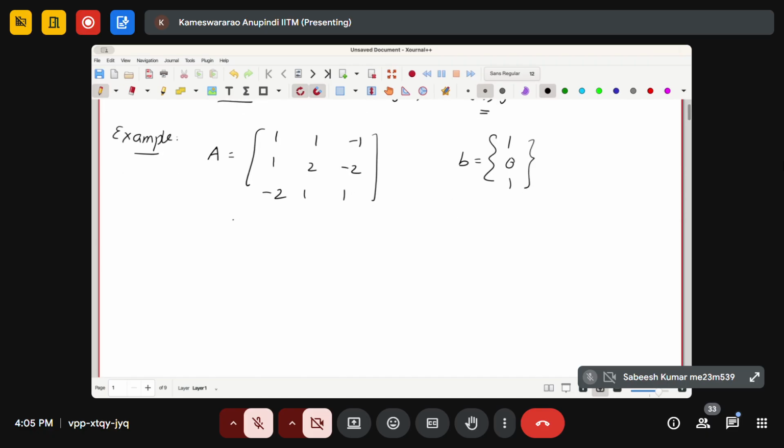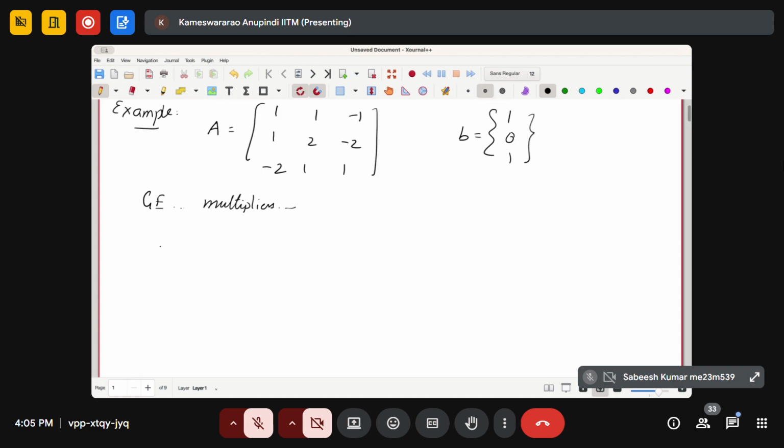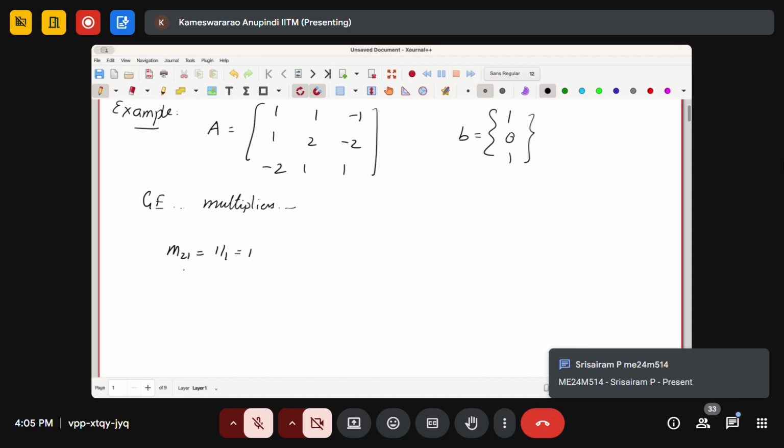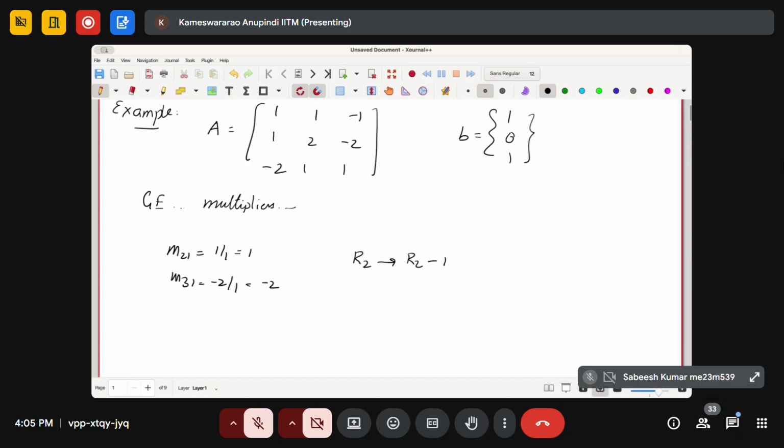Then essentially the idea is to perform a Gaussian elimination, come up with the multipliers, convert this to an upper triangular form, and then use those multipliers to form a lower triangular matrix, multiply L and U, and see whether we get A or not. That is the idea. So we know that the multipliers are m21 equals 1 upon 1, that is 1. Similarly m31 is going to be minus 2 upon 1, that is minus 2. Then we can write R2 tends to R2 minus m21 R1, and R3 tends to R3 minus m31 R1, right? Because the first row is the pivot row here.